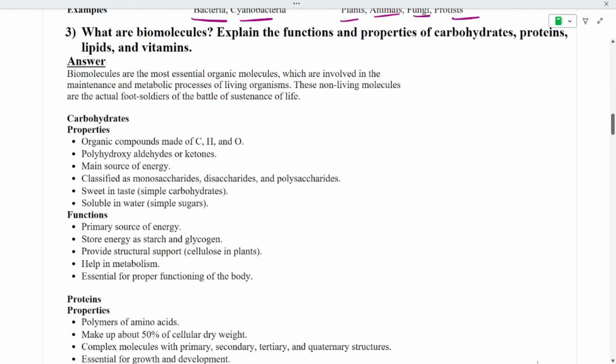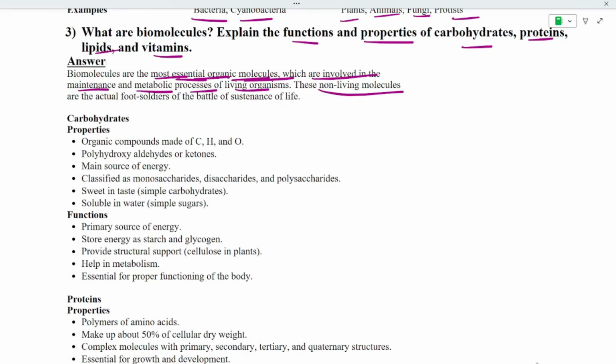Okay. Next they have asked, what is a biomolecule? Explain the function and properties of carbohydrates, proteins, lipids and vitamins. Now, a biomolecule is nothing but the most essential organic molecule which is involved in the maintenance and metabolic processes of living organisms. Like when living organisms are carrying out digestion or any metabolic process, biomolecules are involved in it.